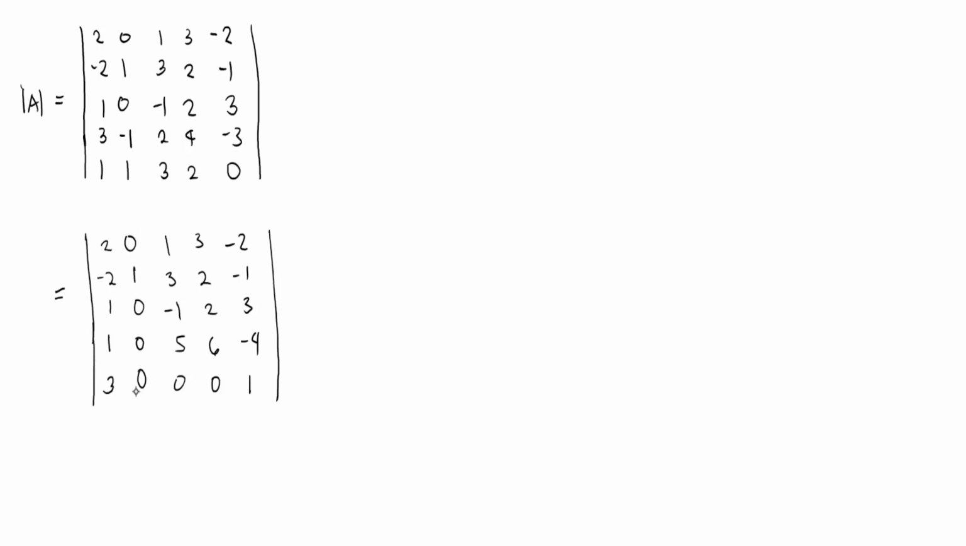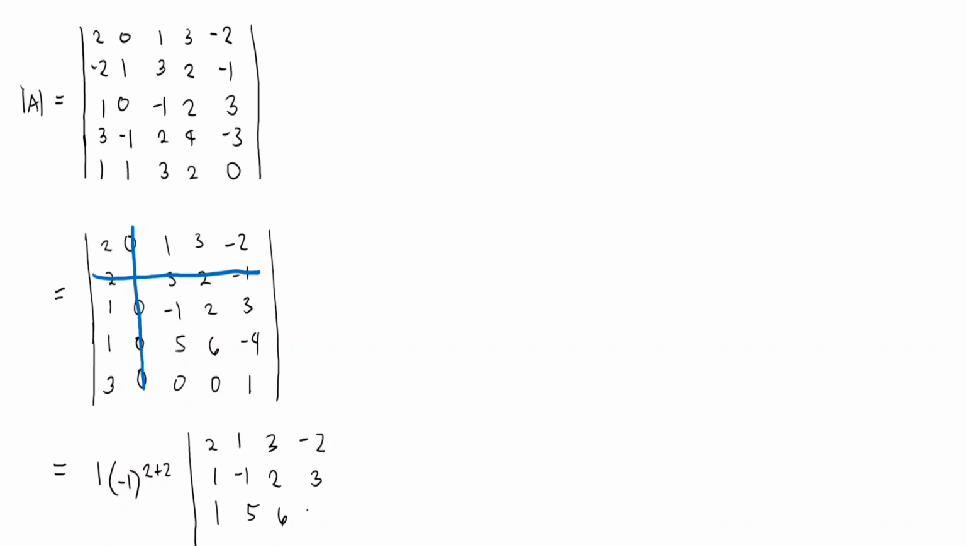expansion in this column 2. So we will just need the entry 1 times negative 1 to the power of, this is on the second row and second column, we multiply by, we delete this column 2 and row 2, so we will have here 2 1 3 negative 2, 1 negative 1 2 3, 1 5 6 negative 4, and then 3 0 0 1 0.